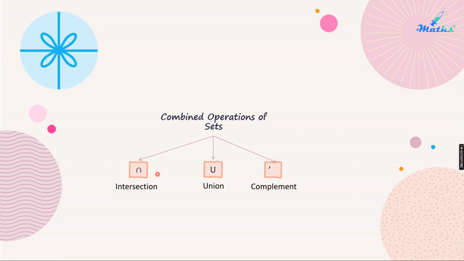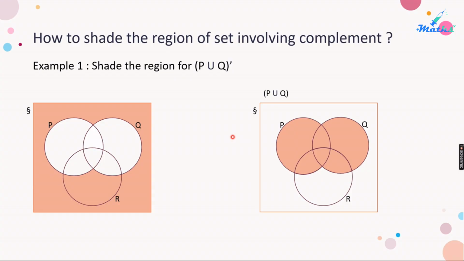Combine operation of set. We have intersection, union, and complement. How to check the region of set involving complement? Example 1. Check the region for bracket P union Q complement. First, we do the P union Q. We take all the elements of P and all the elements of Q.